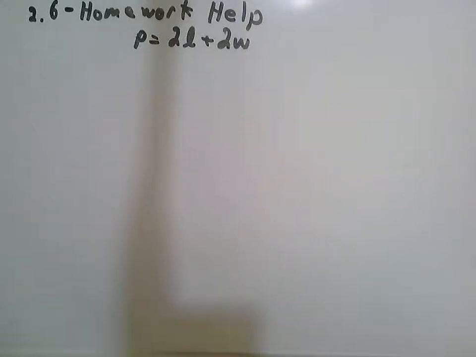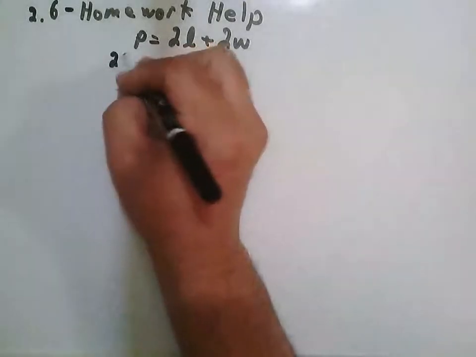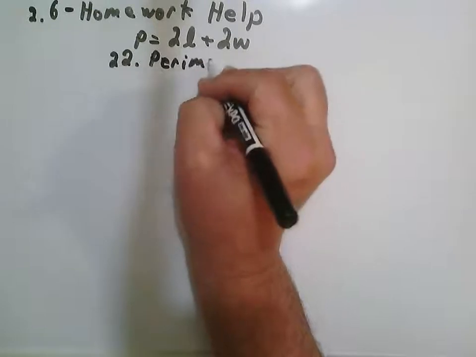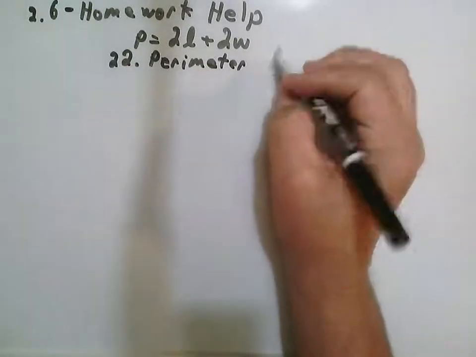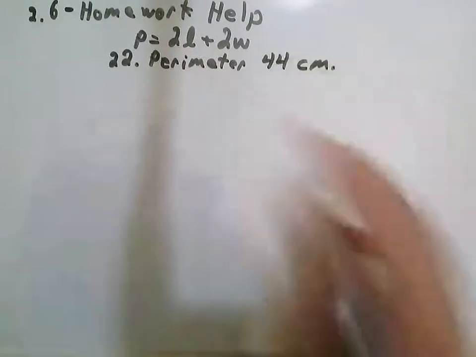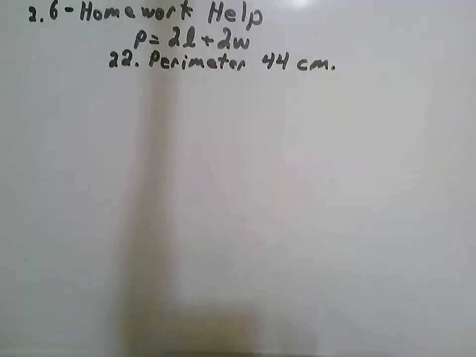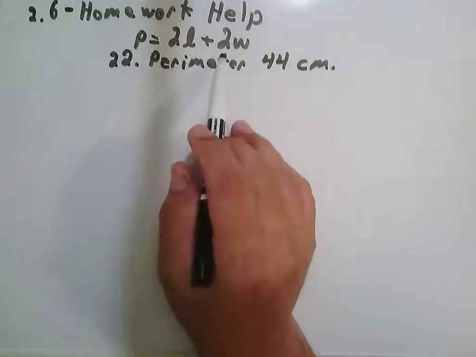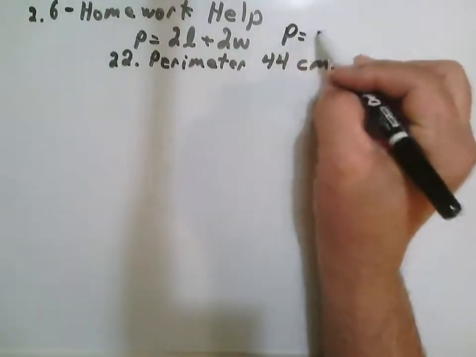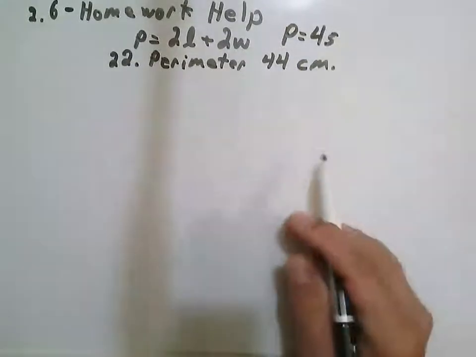I'm going to go over a little bit of the homework for section 2.6. So number 22 basically says that the perimeter of a square is 44 centimeters. Centimeters are not important, it could be inches or whatever the case may be. Now this is a perimeter for a rectangle. The only thing that's different between a perimeter of a rectangle and a square is that in a square all four sides are exactly the same.